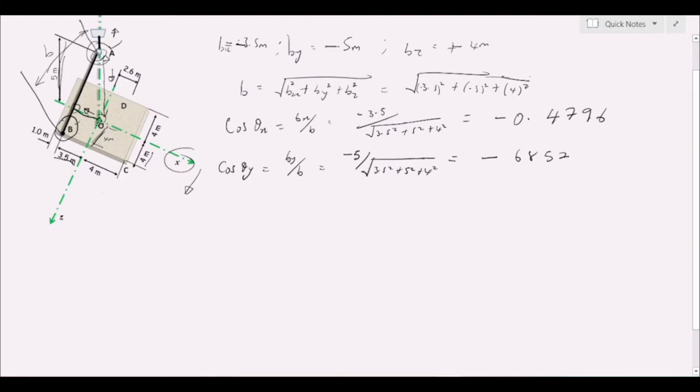And this, if you estimate correctly, is likely going to be minus 0.6852. Minus 0.6852, sorry. And finally, cos theta z is equal to bz over b. And we've estimated z to be 4 earlier, so it becomes 4 over square root of 3.5 square plus 5 square plus 4 square. And this, if you estimate correctly, you're likely going to get 0.5482.